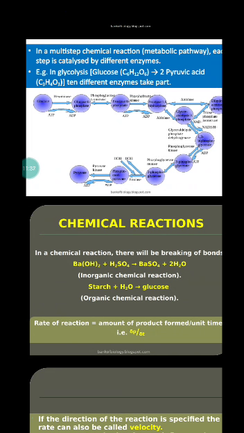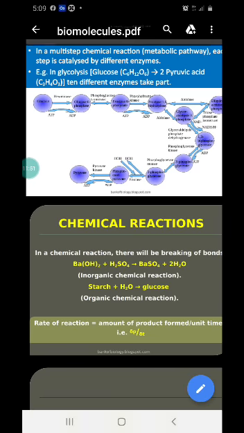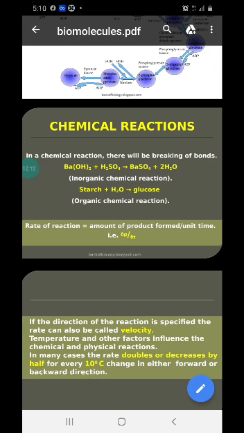Now, what is the rate of reaction? Rate of reaction is equal to the amount of product formed per unit time, which is given by delta P divided by delta T. You need not calculate, you should just know the equation for biology. If the direction of the reaction is specified, the rate can also be called the velocity of the reaction.